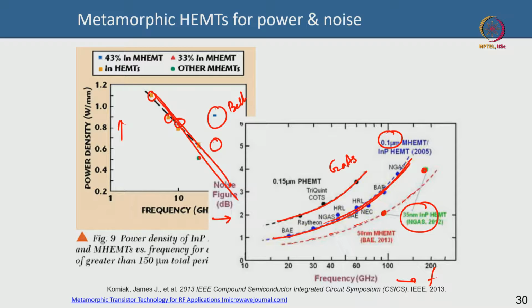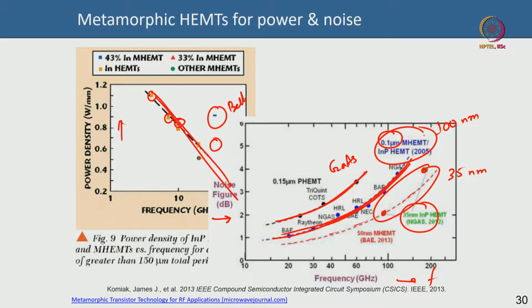So, it is not an apple to apple comparison. These have 35 nanometer gate length, and with shorter gate length your noise figure becomes better or lower. This has 100 nanometer gate length. So, inherently this has a longer gate, but even then you can see that this is much more impressive than a 150 nanometer pseudomorphic HEMT technology.